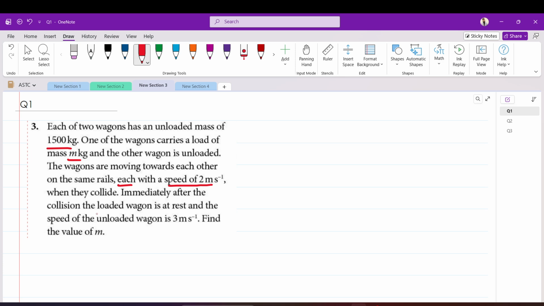Immediately after the collision, the loaded wagon is at rest, and the speed of the unloaded wagon is 3 meters per second. Find the value of m.